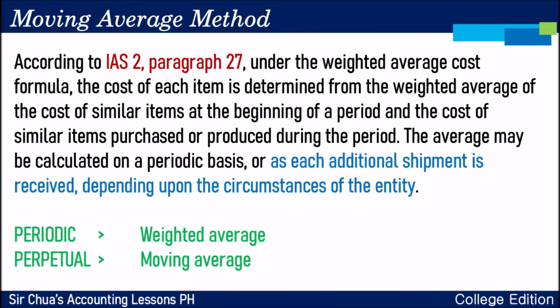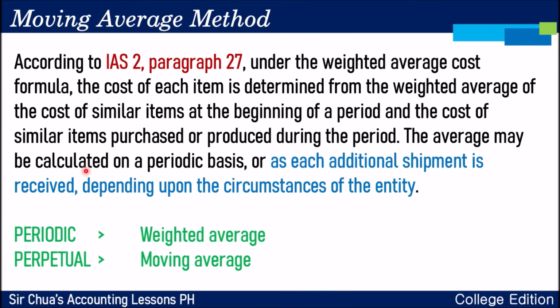Okay, so according to paragraph 27, under the weighted average cost formula, the cost of each item is determined from the weighted average of the cost of similar items at the beginning of a period and the cost of similar items purchased or produced during the period. That is what we did earlier, where the cost of items is based on the average cost. But paragraph 27 says a very important sentence, because of which a new method was formed. Okay?